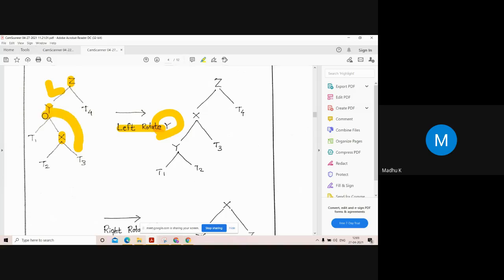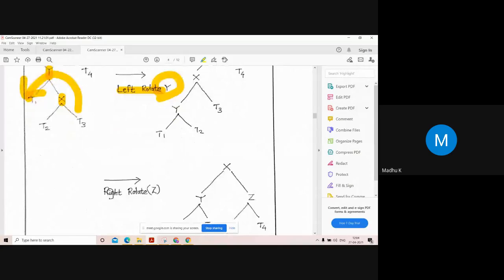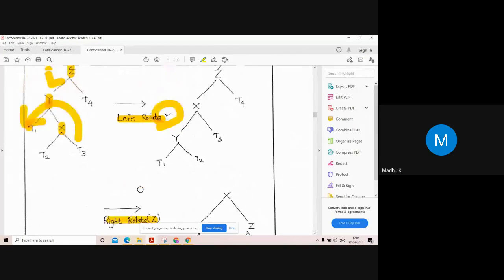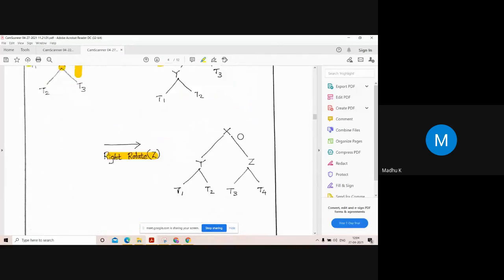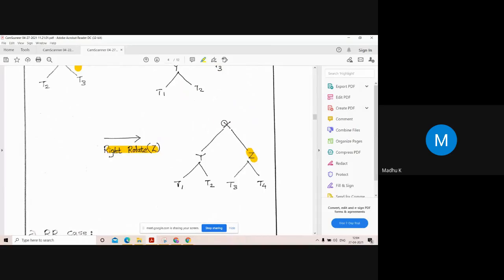That is, we want to perform this. Then Y will come here, X will come here, and in this way it will come. After that, we want to perform a right rotate of Z. So this is Z now. We want to right rotate this. So Z will come downwards. The resulting tree will be like this: Z will come here, X will come here, Y will come here.